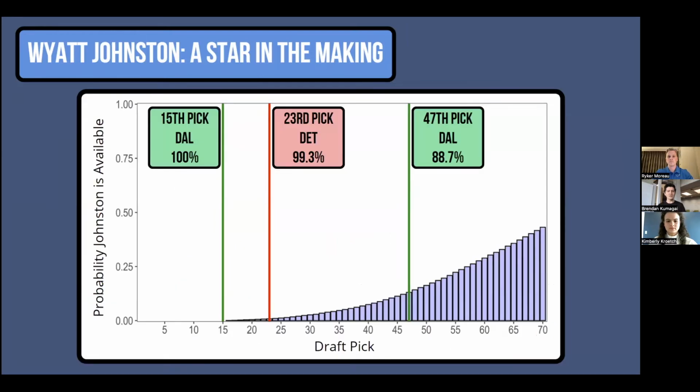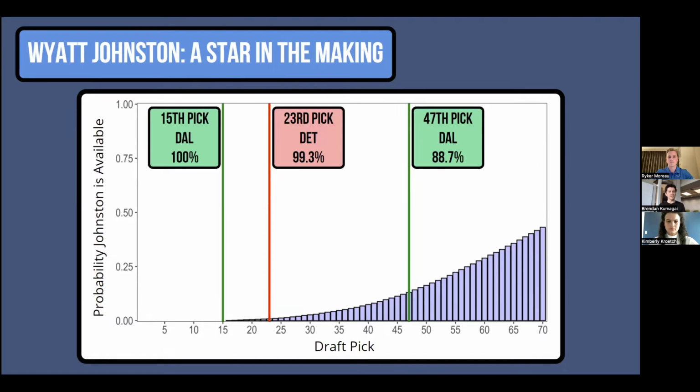The goal of our project is to estimate the probability that a certain player will be available at a certain pick, given the set of players already selected. For example, this plot shows the probability that Wyatt Johnson will be available at any future pick, given the players selected from 1 to 14 are off the board. When Dallas was up with the 15th overall pick, there was a 100% chance that Johnson would be available to them. But by their next pick at 47, this chance drops down to just 88.7%.